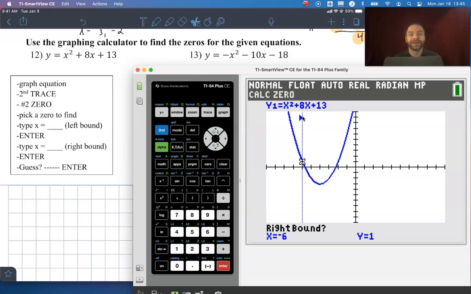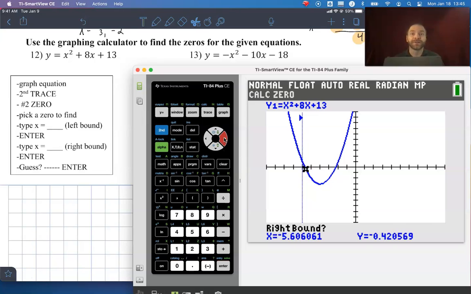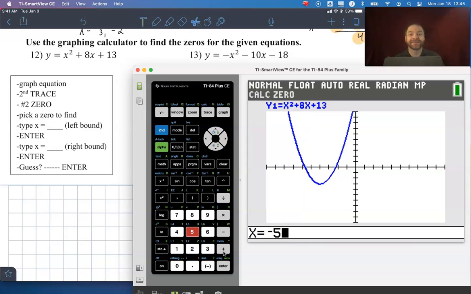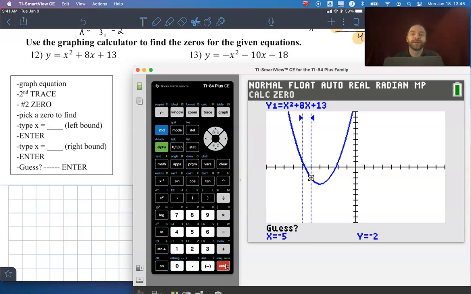And notice it puts a dashed line here. That is the left. Your calculator is not smart enough to do multiple zeros at one time. Sorry. Your calculator can only do 1 zero at one time. That's the TI version of the calculators. So right bound means pick a number to the right of that 0. And I said it's between -5 and -6. So I could go click, click, click, but rather than doing that and wasting time, I'm just going to say it's -5 because I can see it.